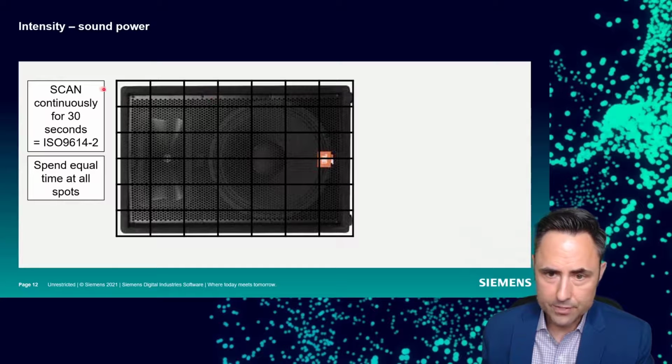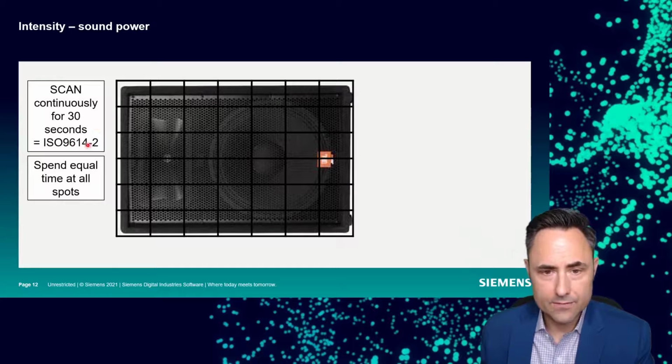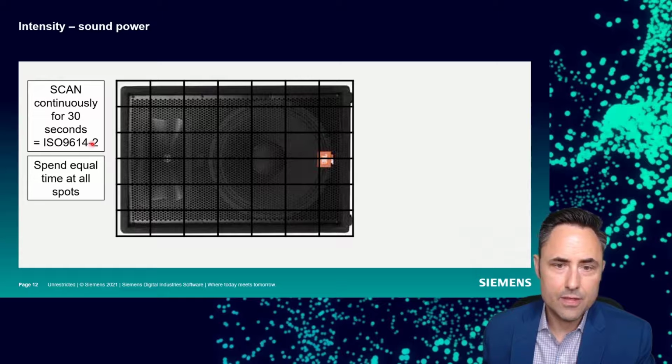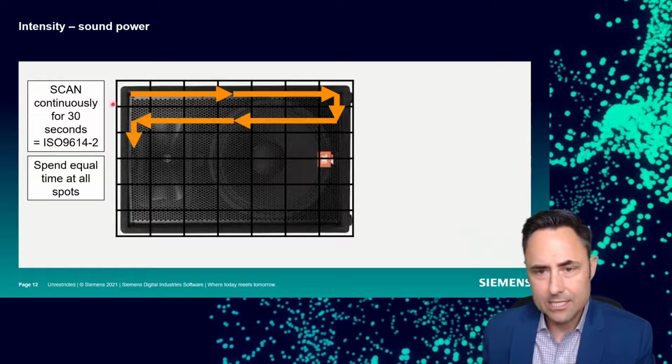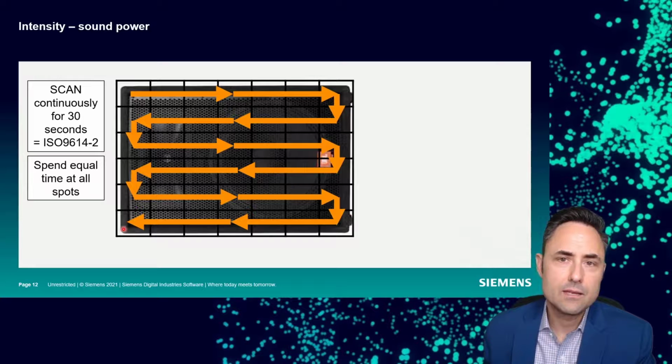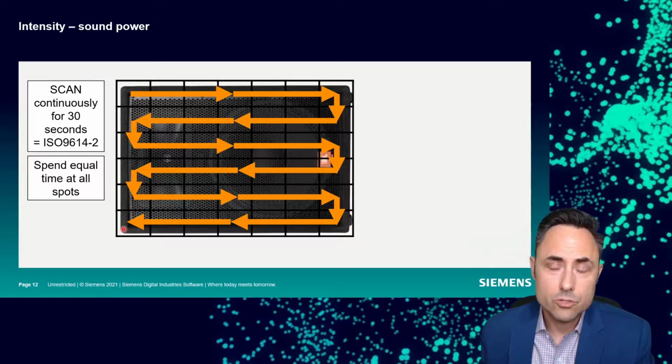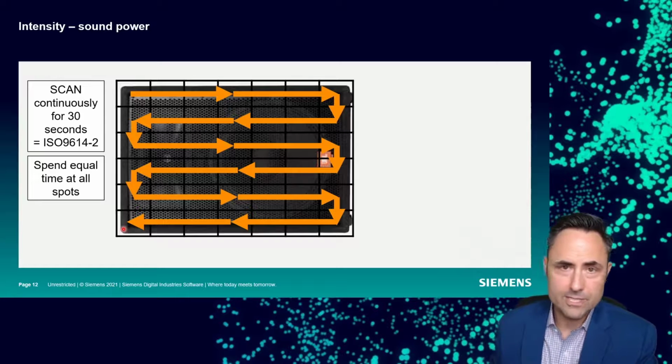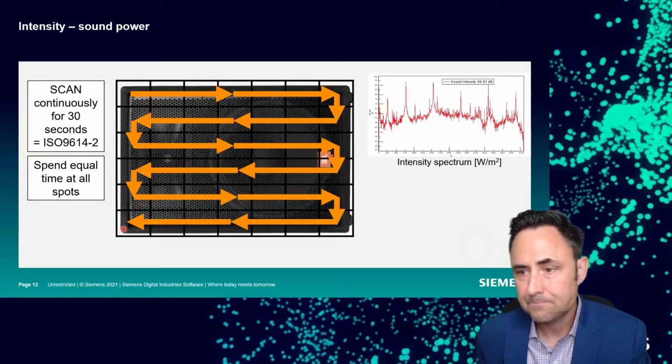You see I've set up here this grid, and I'm going to use 9614-2, which is the scanning method. I'm going to try to scan continuously over all of these grid squares, and I'm going to try to spend an equal amount of time at each square in my grid so that I'm not biasing my average toward any one location on my speaker. Okay, so I take one measurement, 30 seconds long, and I scan over the whole thing.